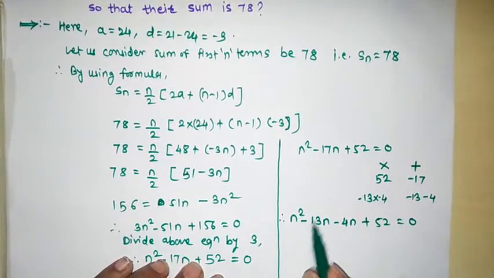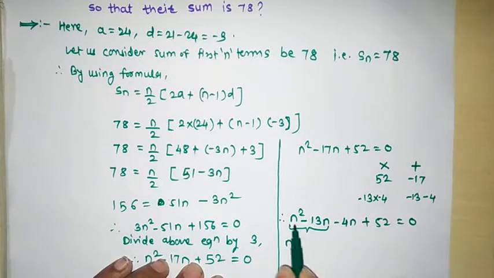Now from these two terms, we have to take n common. N is common, take n common. In the bracket, what will remain? Here n will remain, minus 13 will remain. N minus 13 will remain in the bracket.